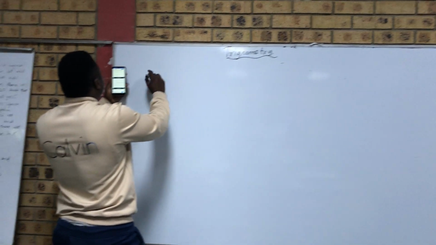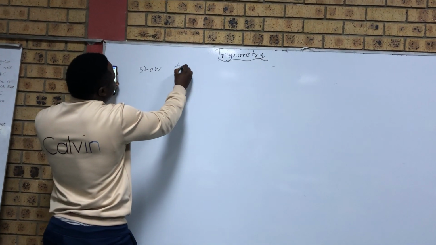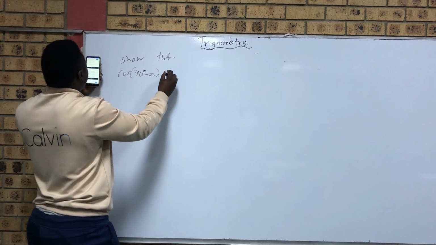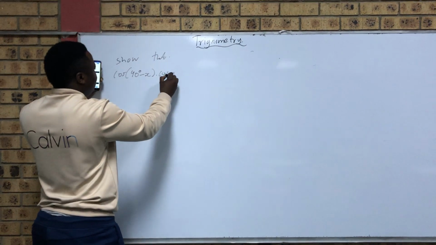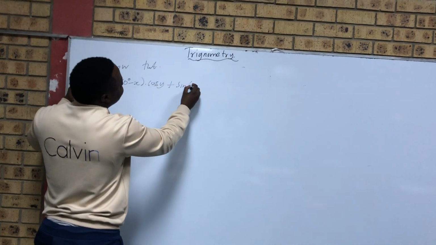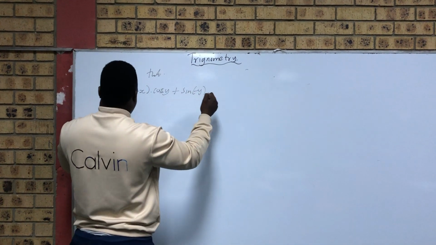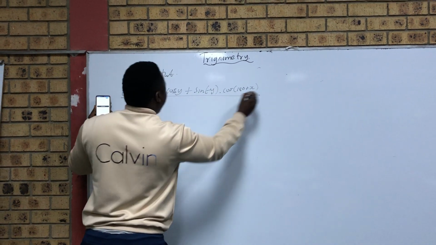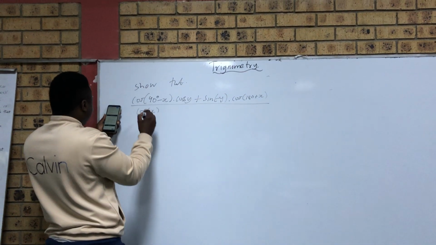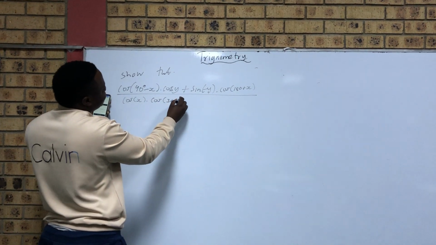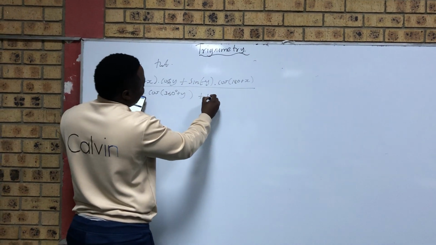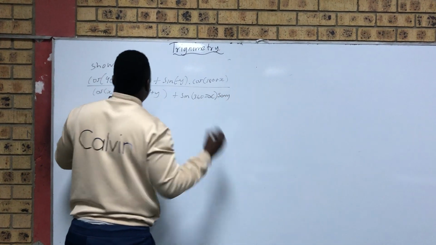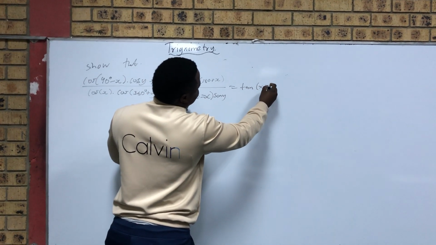They say, hence or otherwise, show that cos of (90 degrees minus x) multiplied by cos y plus sine of negative y multiplied by cos of (180 plus x), all over cos x multiplied by cos of (360 plus y) plus sine of (360 minus x) multiplied by sine y, is equal to tan of (x plus y).